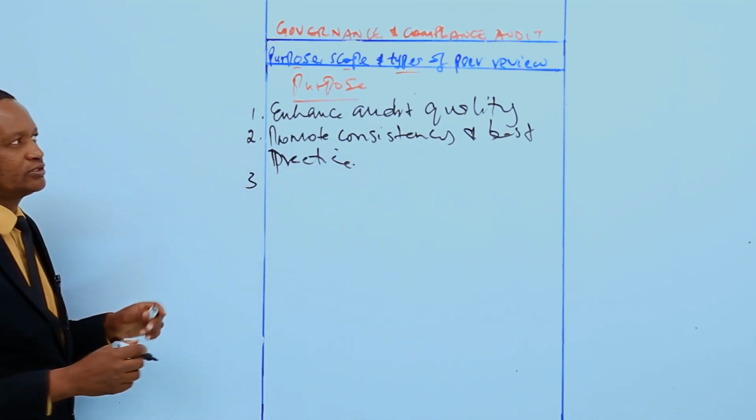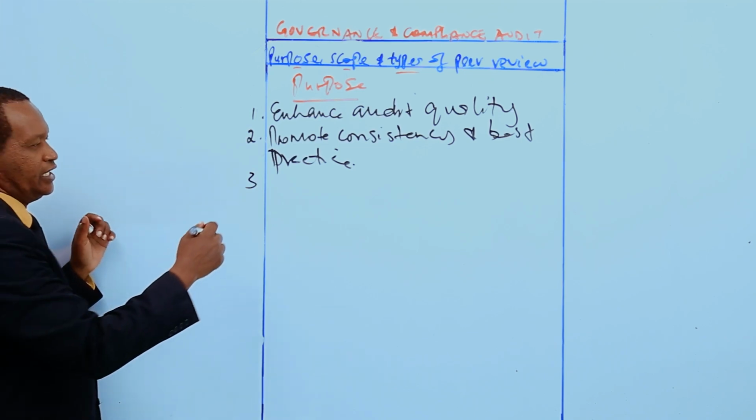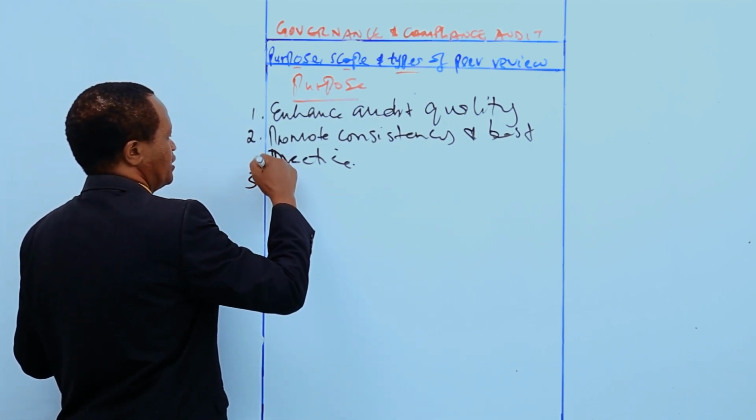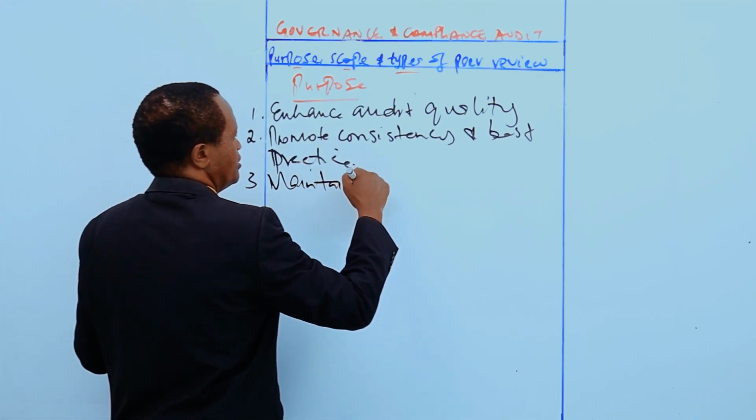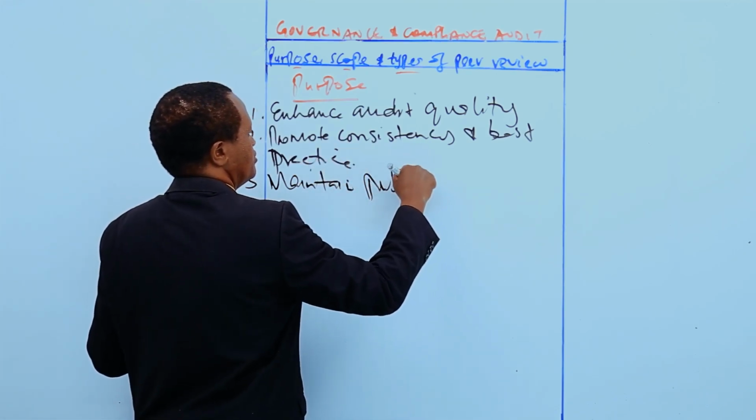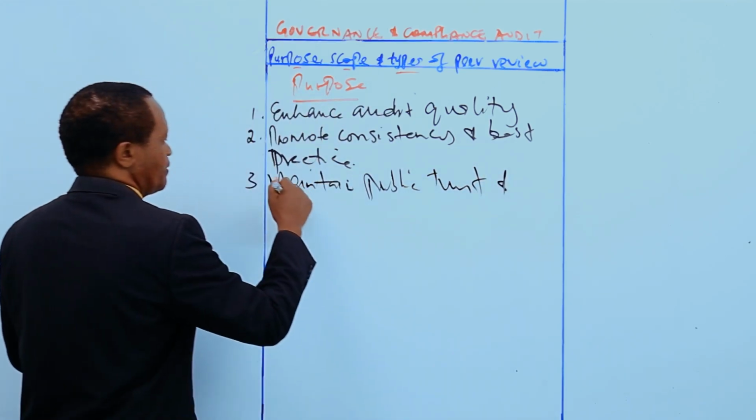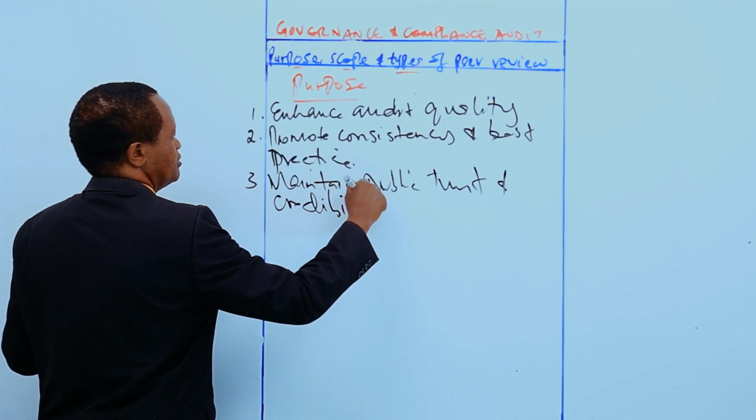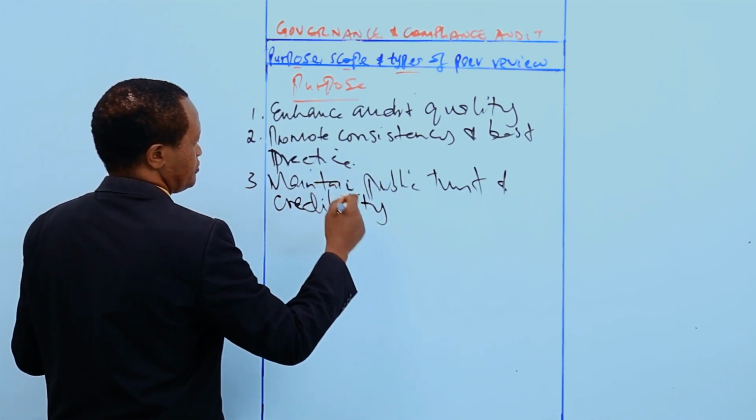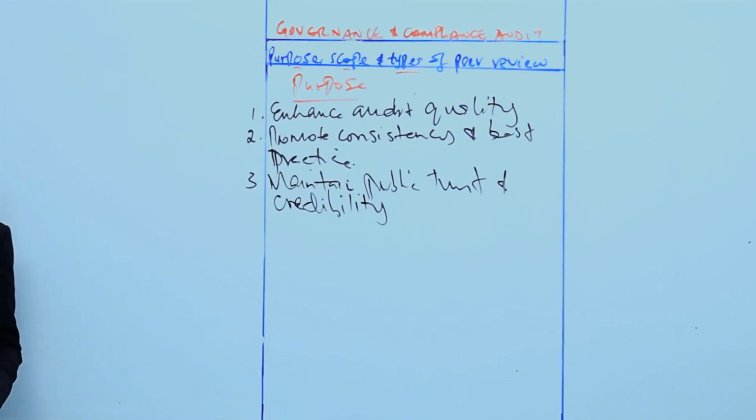The third purpose of peer review is maintaining public trust and credibility. Is to maintain public trust and credibility.